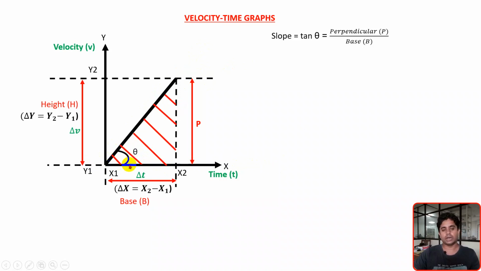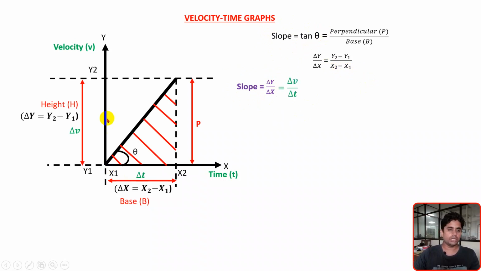Tan of theta is equal to perpendicular divided by base, we know. So this perpendicular distance divided by this base. Again, this perpendicular distance is nothing but delta y, and delta y is y2 minus y1. And delta x is x2 minus x1. So delta y divided by delta x is equal to y2 minus y1 divided by x2 minus x1. So the slope we can give like this, or like this also.